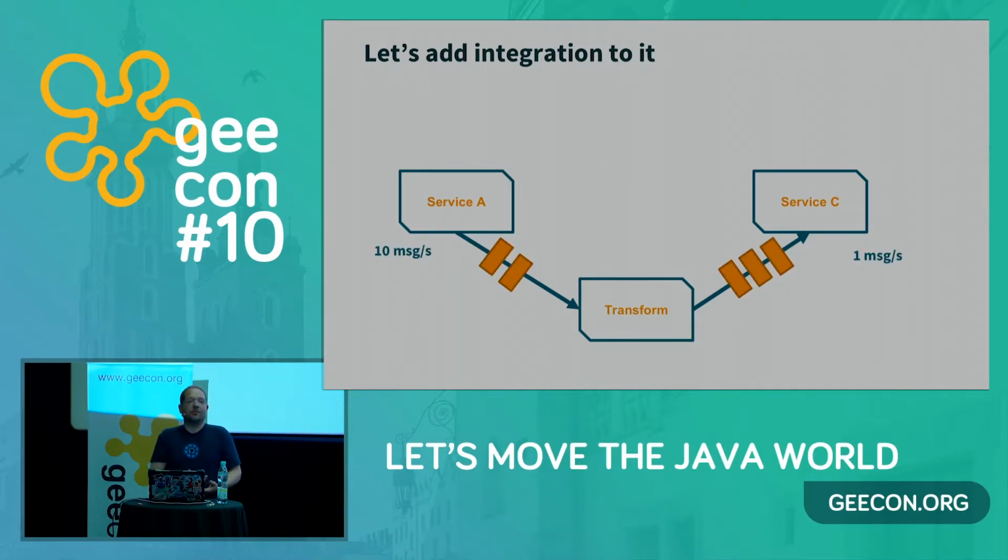And further on, assume that those services actually have a different capability in processing events, messages that are being sent to them. Service A is producing 10 messages per second, for example. Service C ultimately only consumes 1 message per second. So what's the outcome of that kind of design? What happens?